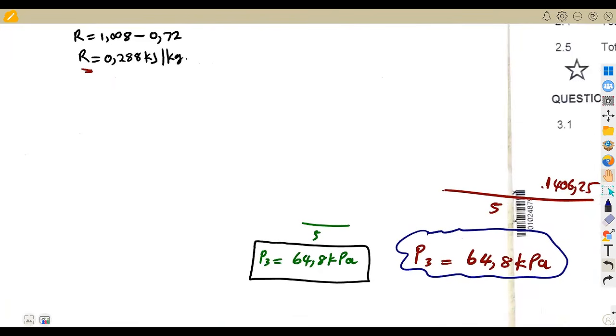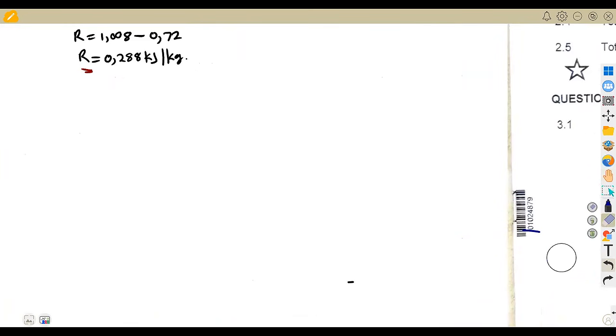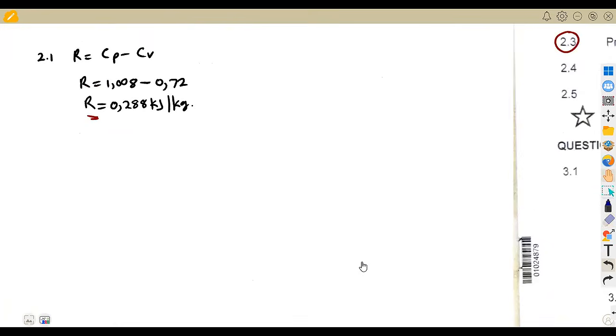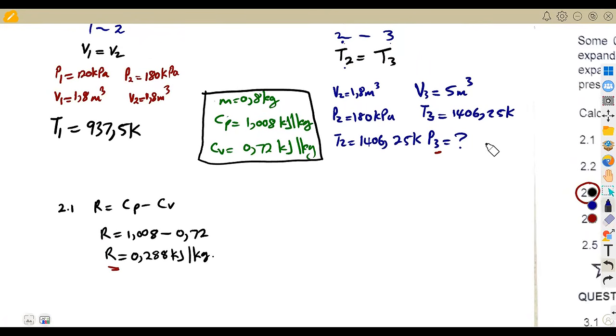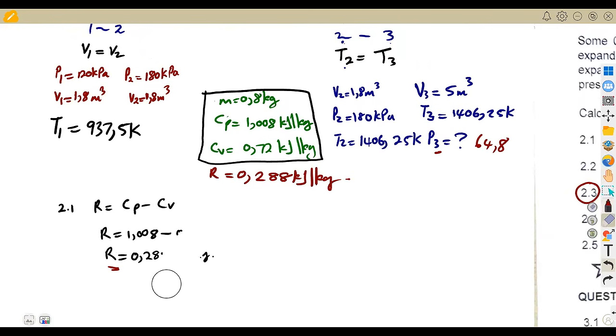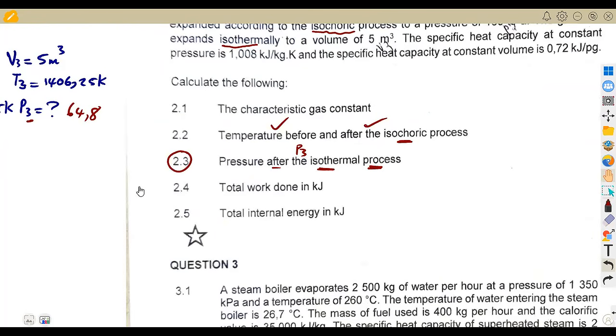You're supposed to be very, very careful with the information that you are given. So remember, P3 was 64,8. We might need this later on, you do not know, so let me just write it down here. We got 64,8, and our gas constant is 0,288 kilojoule per kg. All right, so that's it. The question is to calculate the total work done in kilojoules.